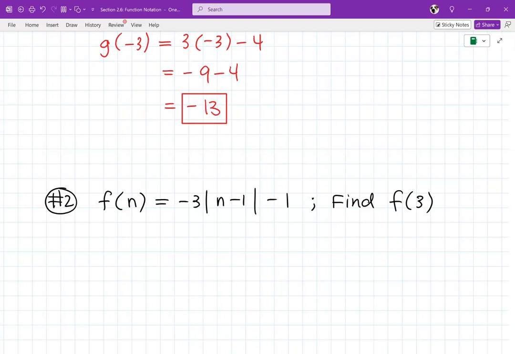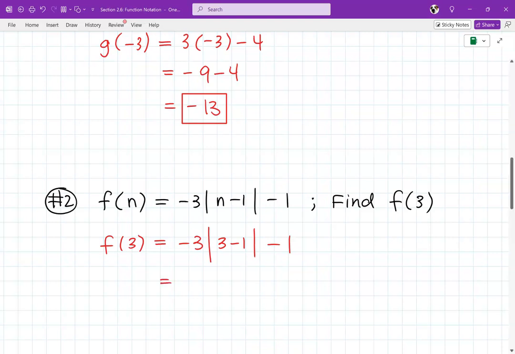So for this one, they're saying, look, here's a function, f. And it consists of n values. So if you look at the equation, you see n minus 1 right there, right? So they're saying, here's a function with n's in it. That's what f of n means. Find f of 3. In other words, replace n with 3. All right? So f of 3 is equal to negative 3 times the absolute value of 3 minus 1, minus 1. So wherever I see the letter n, I just replaced it with the number 3.